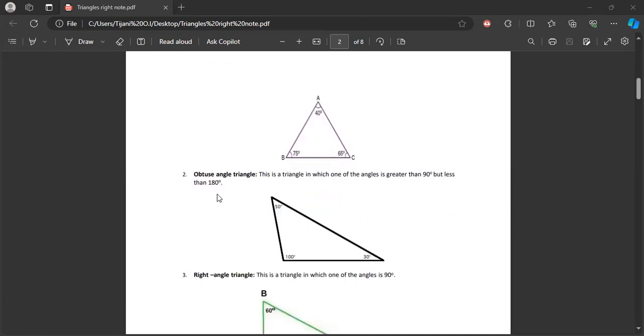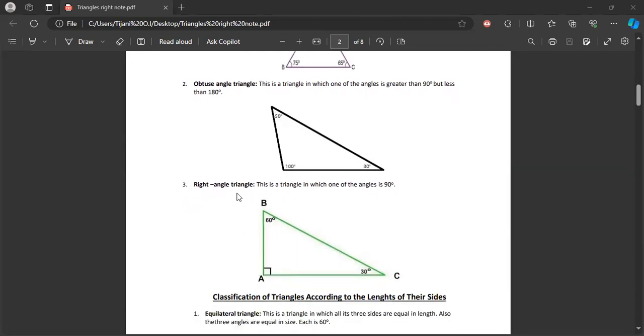The next one that we have is the obtuse angle triangle, in which one of the interior angles is more than 90 degrees, or more than a right angle, and less than 180 degrees, as you can see here. If you look at this triangle, this angle is 100 degrees, this is 50 degrees, this is 30 degrees. One of the angles is more than 90 degrees but less than 180 degrees. That makes this triangle an obtuse angle triangle.